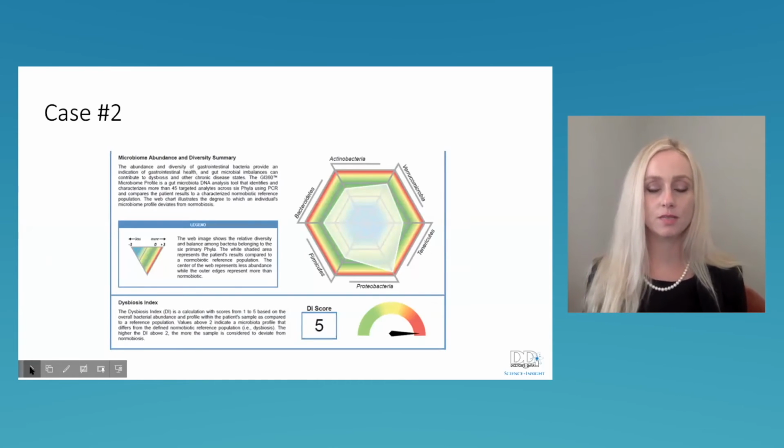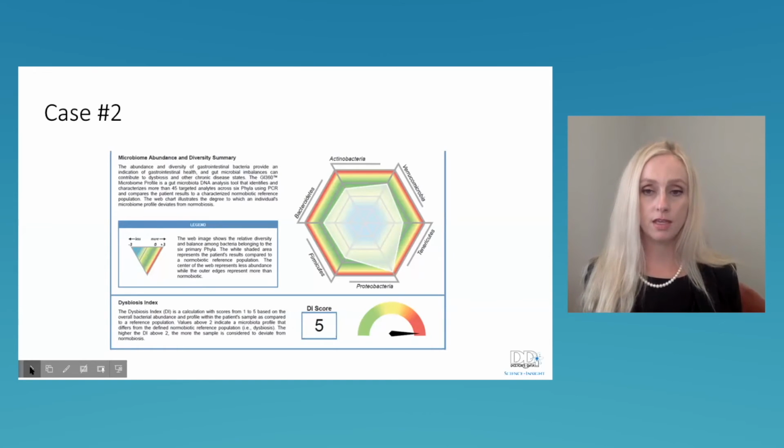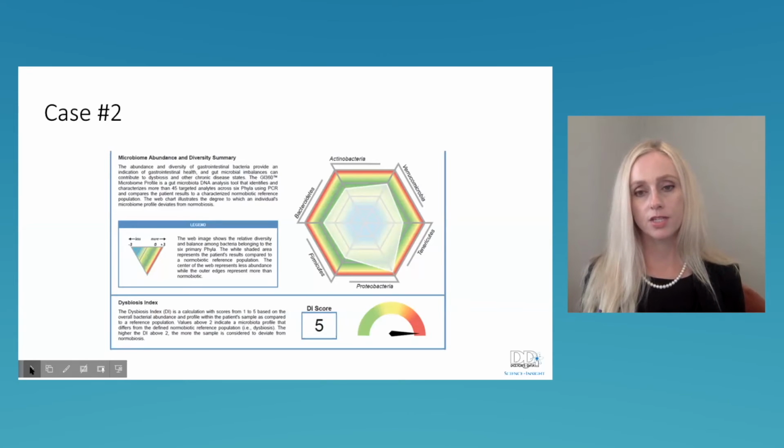So here we see this woman's report. Again, we're going to start with the web here, the visual representation of abundance and diversity. And this is a great place to start with your patients. This patient's result is that white web superimposed on the normal biotic reference range there.